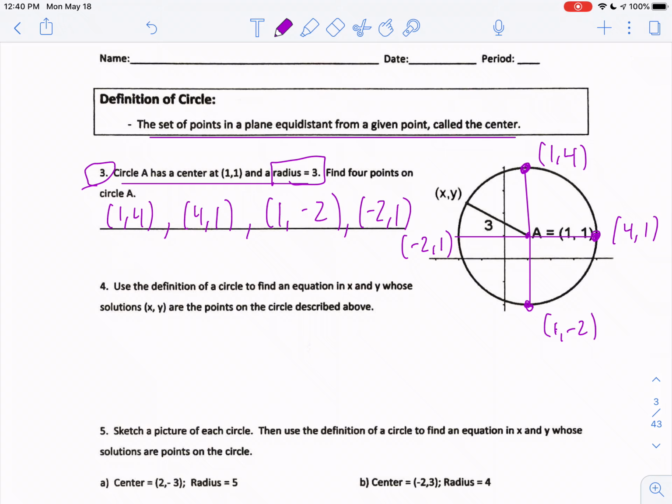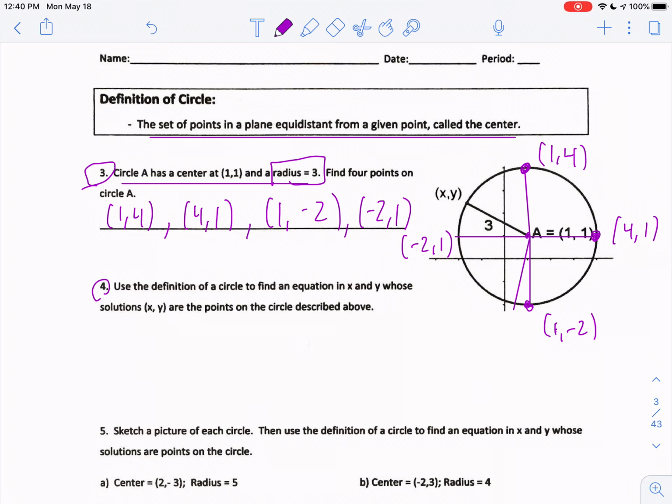Okay. So let's look at number 4. Use the definition of a circle to find an equation in x and y whose solutions x, y are the points on the circle described above. Okay. So here's a question for you guys. What is the distance from all the points here? All these points, right? The key thing is distance.